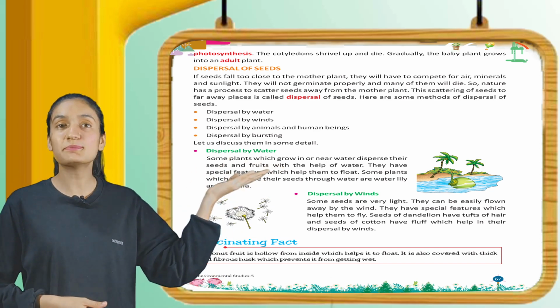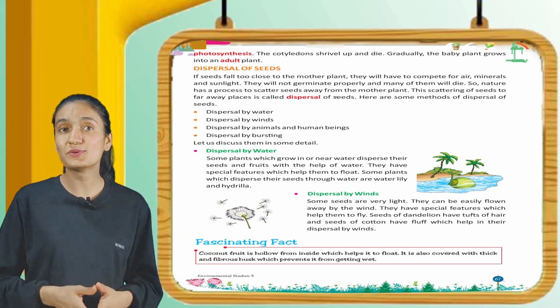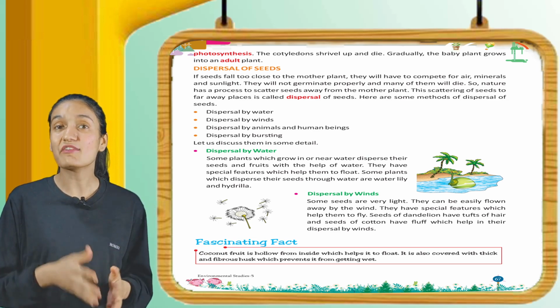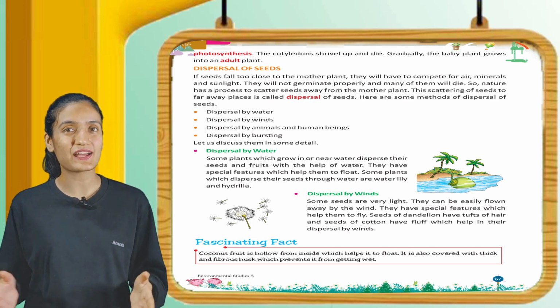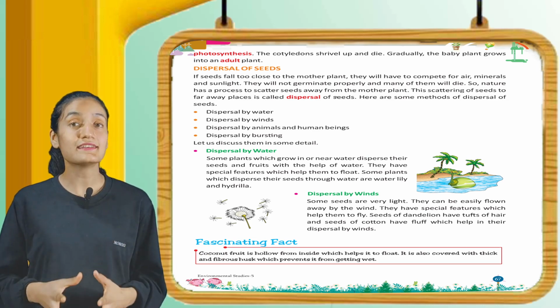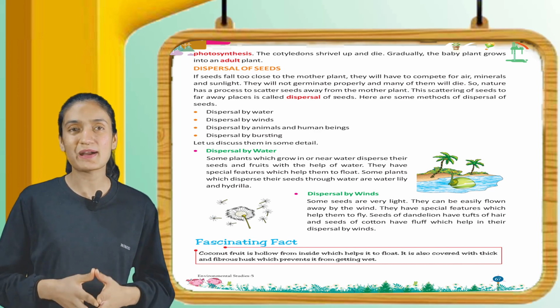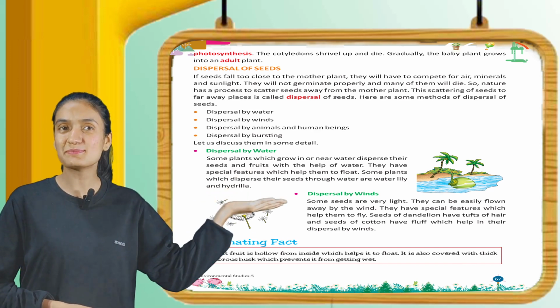Now, dispersal by winds. Some seeds are very light. They can be easily flown away by the winds. They have special features which help them to fly. Seeds of dandelions have tufts of hair and seeds of cotton have fluff which help in their dispersal by winds. Here you can see dispersal by wind.